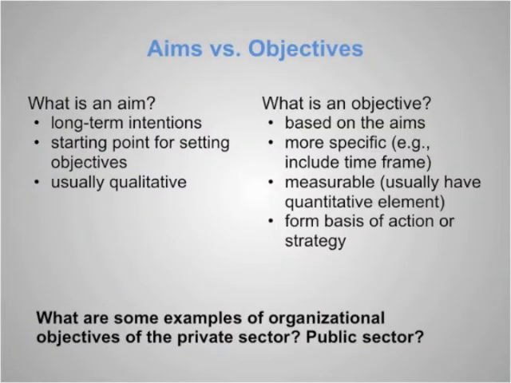Now let's look at aims and objectives. An aim is to attempt or intend to reach a certain goal. An aim is also a long-term intention, a starting point for setting objectives, and usually qualitative. Objectives are an end that a person or system plans to achieve within a time frame and with available resources. In general, an objective is broader in scope than a goal and may include several individual goals. Objectives are basic tools that underlie all planning and strategic activities.